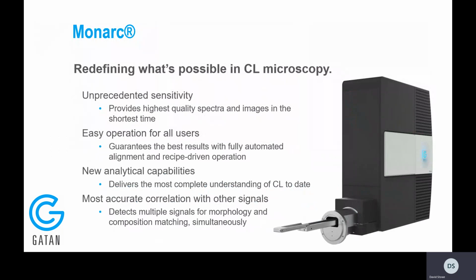They were using the brand new Monarch detector. The unprecedented sensitivity and automated alignment routines of this system really redefine what's possible in cathodoluminescence microscopy. It enables novice users to capture hero quality data.